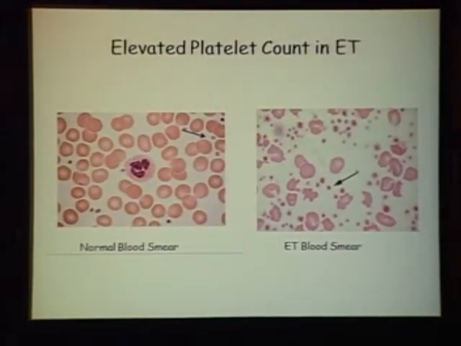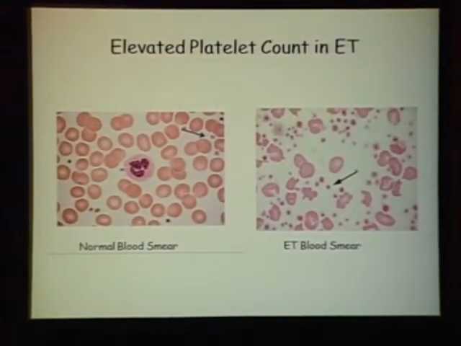Now, in essential thrombocythemia, depicted here with a normal blood smear on the left side and the very high platelet count, the arrow is pointing at a platelet, on the right side.